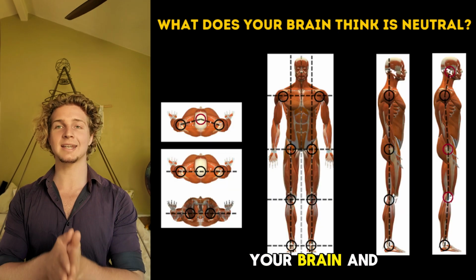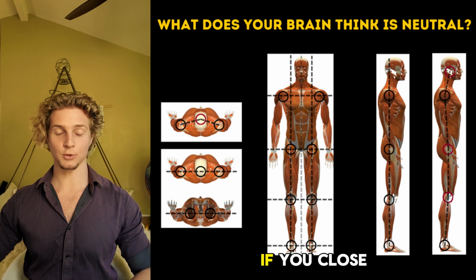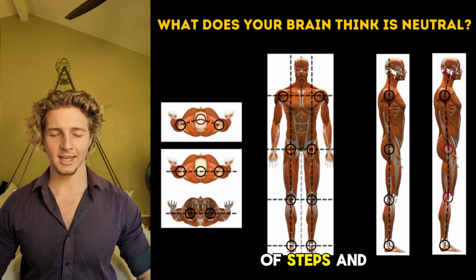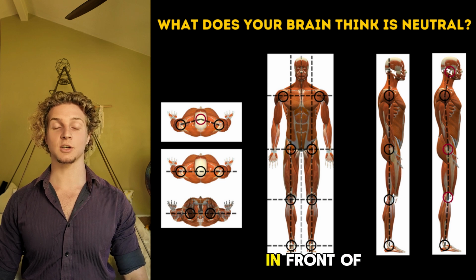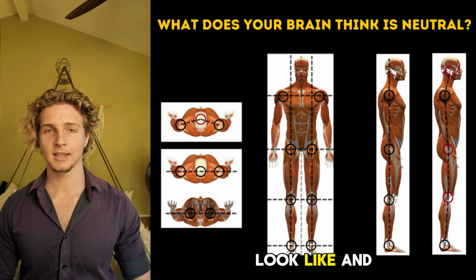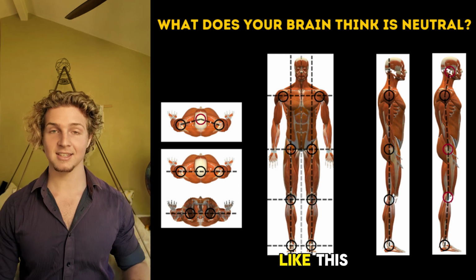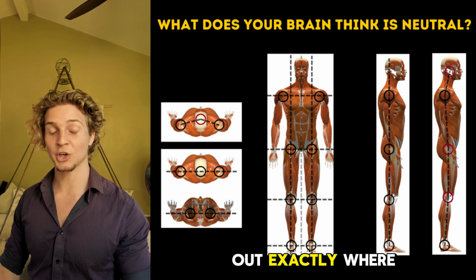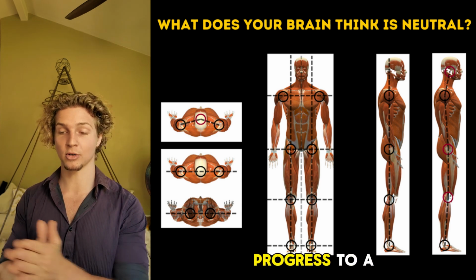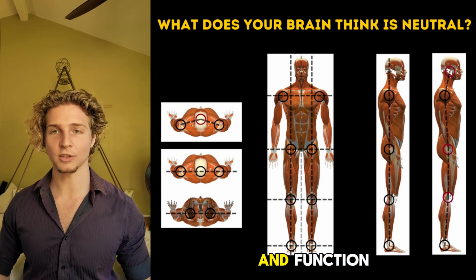So what does your brain and body think is neutral? If you close your eyes, take a couple of steps, and you try to stand symmetrically and balanced, open your eyes in front of a mirror, what does that look like? And we are going to do assessments like this and take the photos and draw the lines on it so you figure out exactly where you are right now and how to progress to a more ideal form and function.